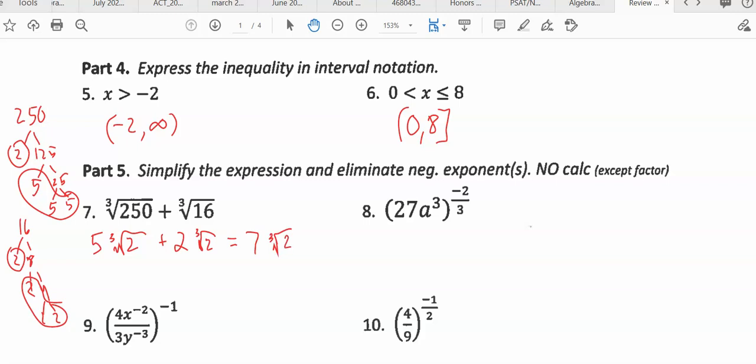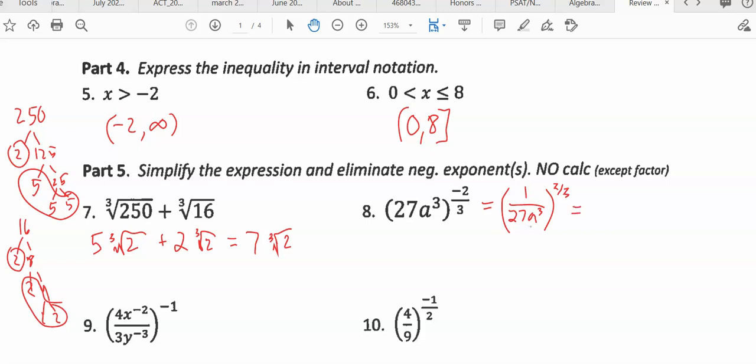Here, there's lots of things you could do. You could deal with the negative exponent first. I might do that. So we could write this as one big fraction, the reciprocal of, so 1 over 27a to the third to the power of 2/3 positive now. So the negative exponent just really makes everything flip, it's a reciprocal. Okay, so now everything's being put to the 2/3 power.